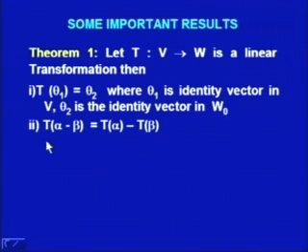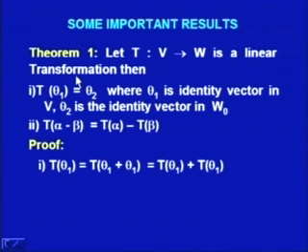The second result says that T of alpha minus beta is equal to T alpha minus T beta. Now, the first result says that the identity vector of V under this transformation will map to the identity vector of W. And this says that we have the additive property. Now, this is the subtraction.